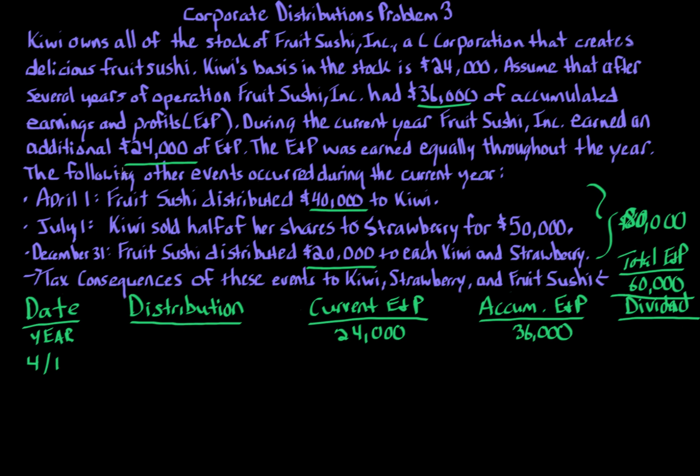All right, so then we go to our first distribution on 4/1. We have a $40,000 distribution to Kiwi. Before we go through and do the current year E&P, accumulated E&P, and dividend, let's put in these items with respect to each date. This is meant to be with respect to the distributions. Yes, there's a sale of some stock, but that's not a distribution. We'll talk about the effect of that after we do this chart.